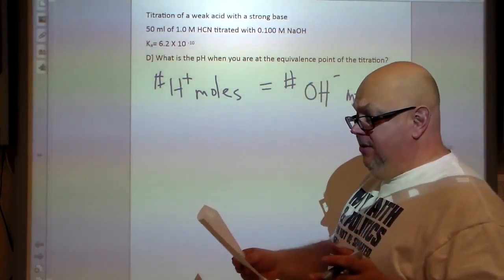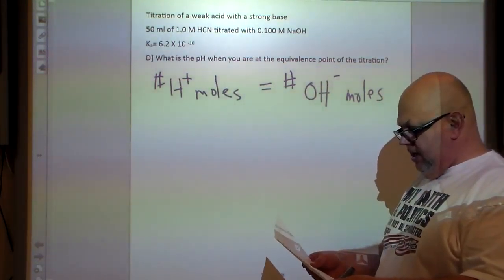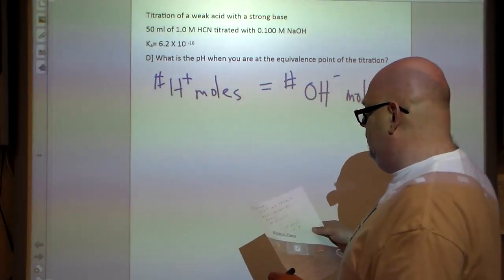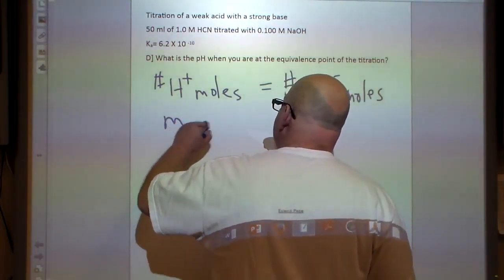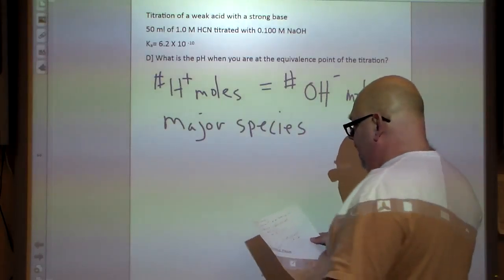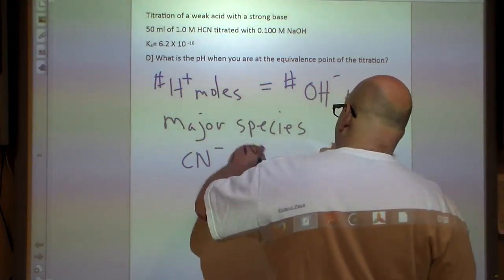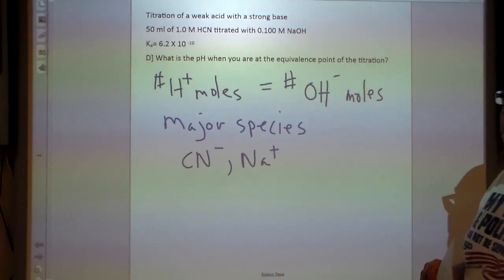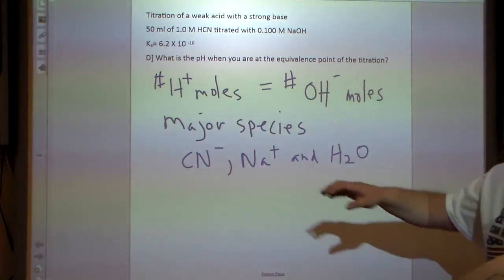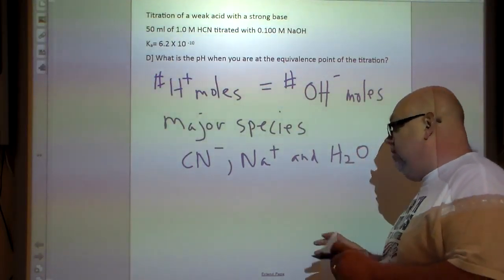So what we need to do, okay, we looked at it, and let me see here. All right, so first thing that we need to do is look at our major species. Who are the major players in all of this? Now, I didn't mention that much about it in class, but we do need to here. And what are our major species? Well, we have our CN minus, okay? We have our Na plus, which, while it's a major species because it's there, it's also a spectator ion. And we have good old H2O. And again, if you don't quite understand the major species, feel free to look it up in your book or on the internet, okay?